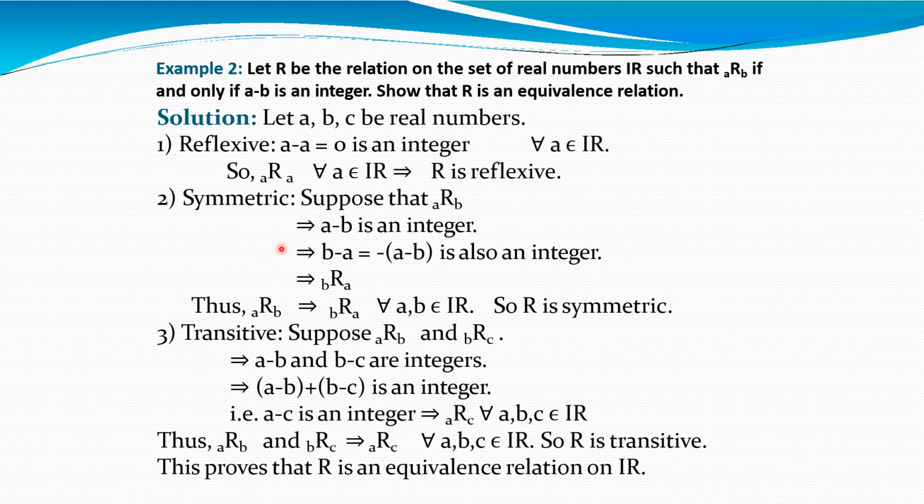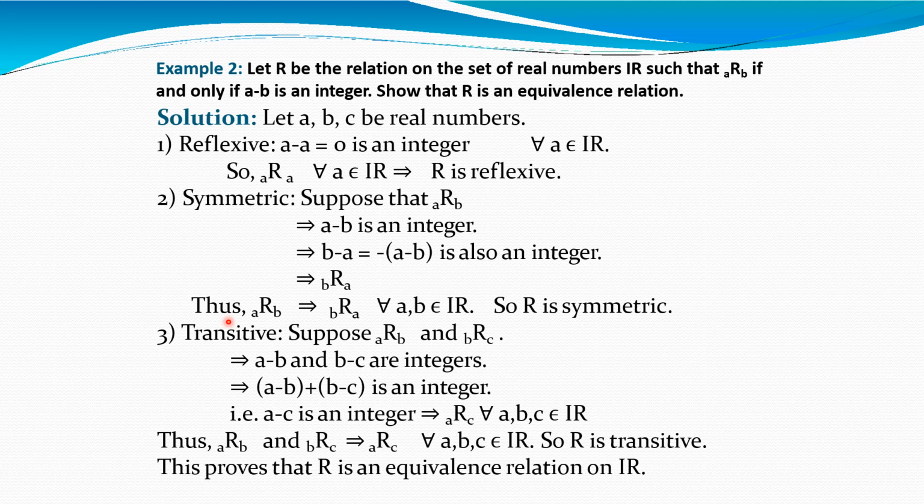But see, A minus B is an integer, so minus of (A minus B) is an integer. That means B minus A is an integer. So again using the definition of the relation in the reverse way, B is related to A. Thus, A related to B implies B related to A for all A, B belonging to R. Hence, R is symmetric.